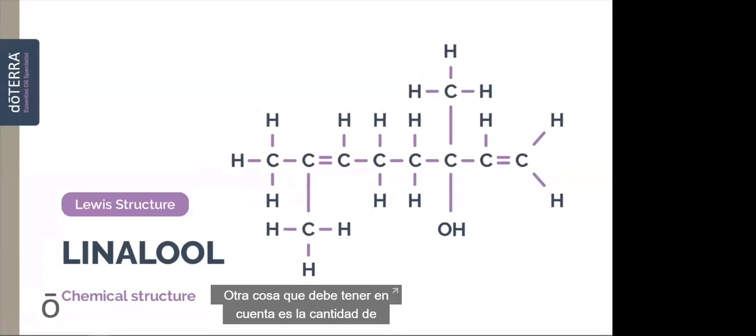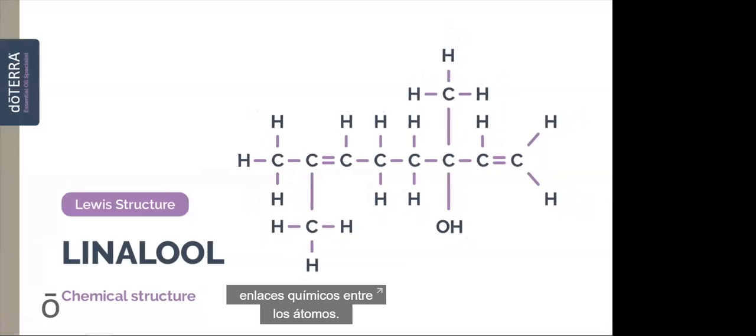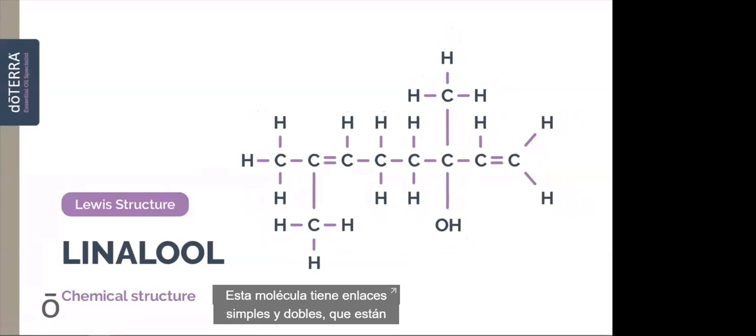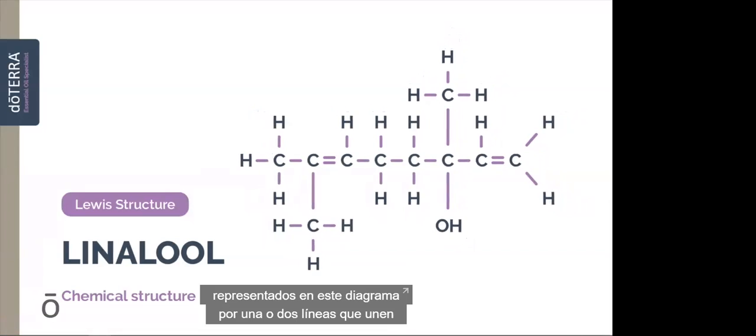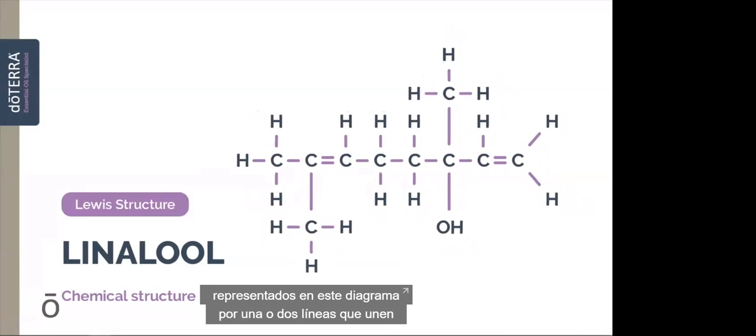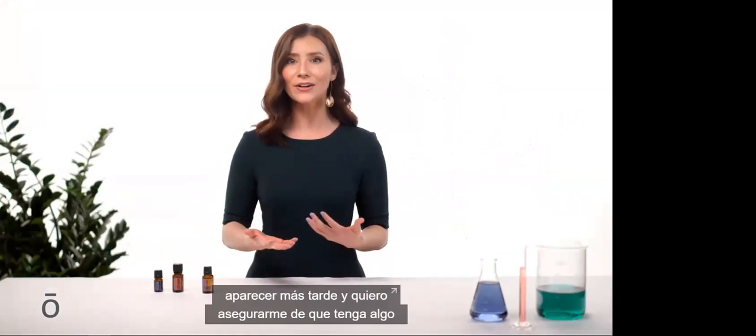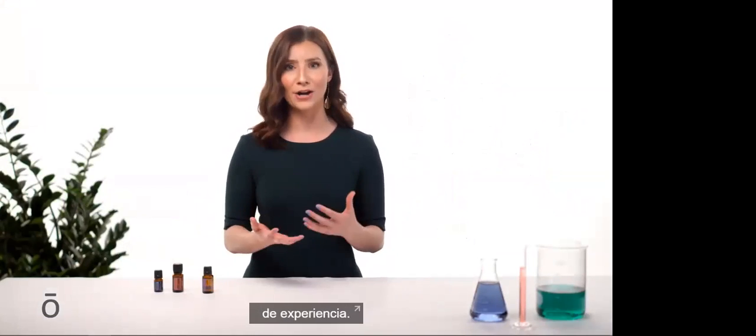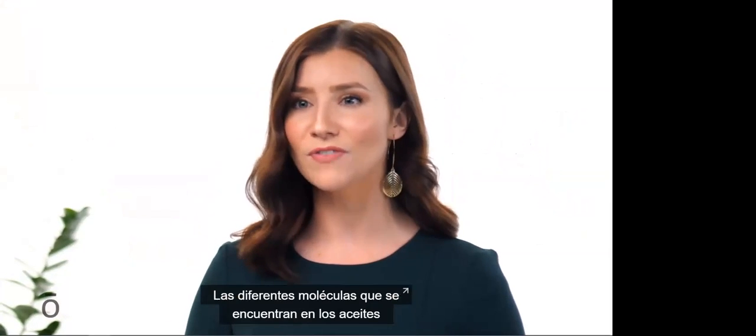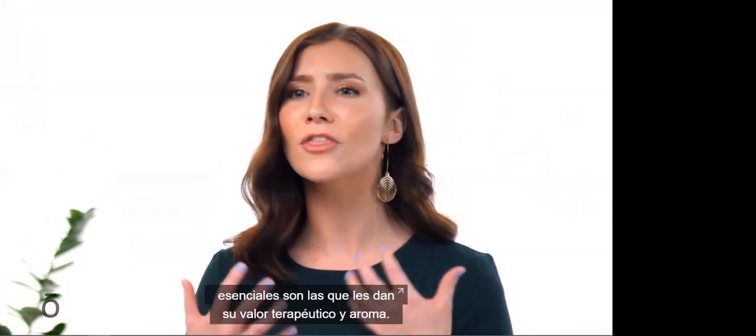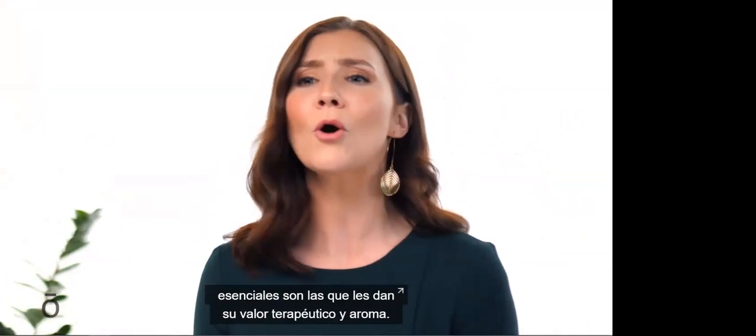Another thing you ought to be aware of is the number of chemical bonds between atoms. This molecule has both single and double bonds, which are represented in this diagram by one or two lines joining the atoms. Don't worry about this too much, but it'll come up again later, and I want to make sure you have some background. The different molecules found in essential oils are what give them their therapeutic value and aroma.